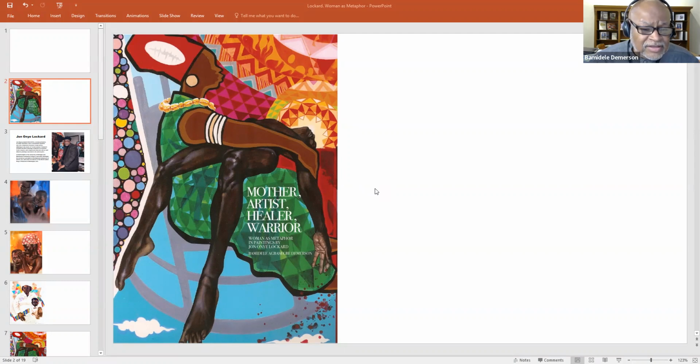But again, this exhibition is titled Mother, Artist, Healer, Warrior, Woman as Metaphor in Paintings by John Onye Lockhart. And so we see one of the paintings, and we will come to this shortly, but we see one of the paintings that's featured in the exhibition, and it's also the cover of the catalog.